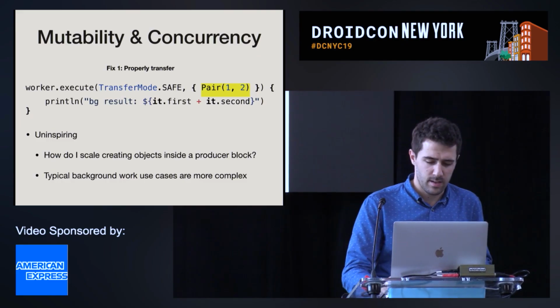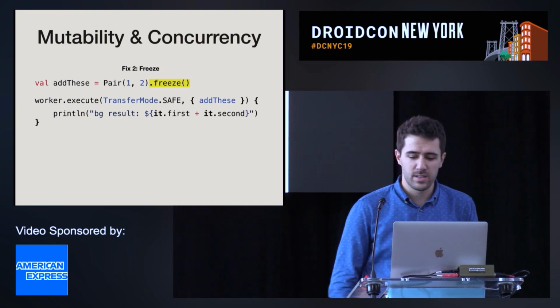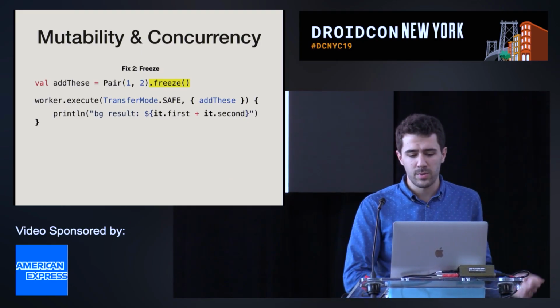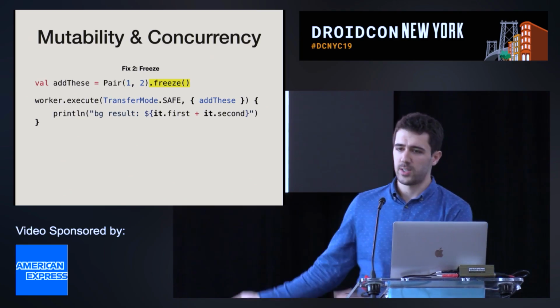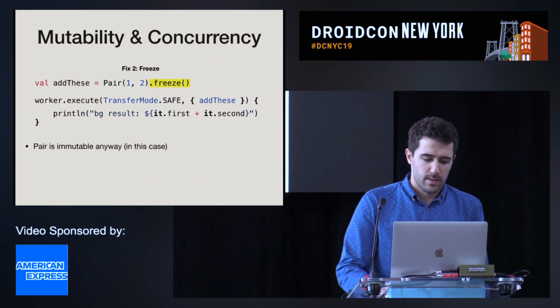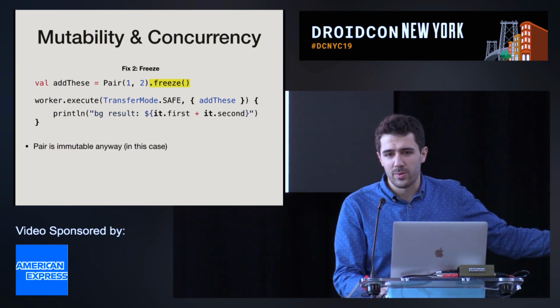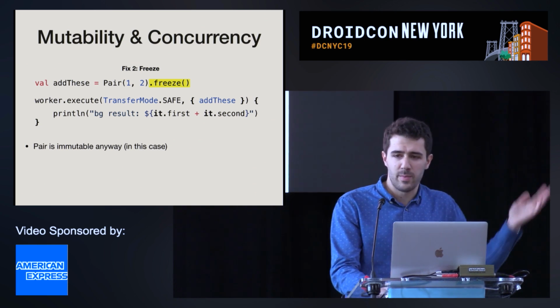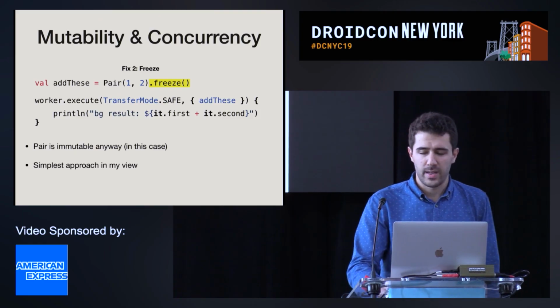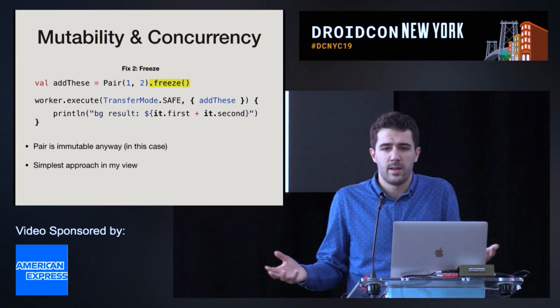option, which is a bit simpler, which is we can just freeze the pair when we create it. So we'll call .freeze. Pair is now immutable, and we can safely transfer it for use in doing our background work, no problem. And in this case, it's fine. Pair is immutable anyway. We're just going to be adding the two numbers and then maybe doing something with the result later, and in this case, printing it. And this is the simplest approach in my mind.